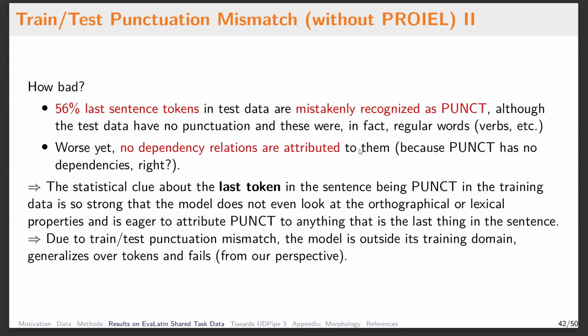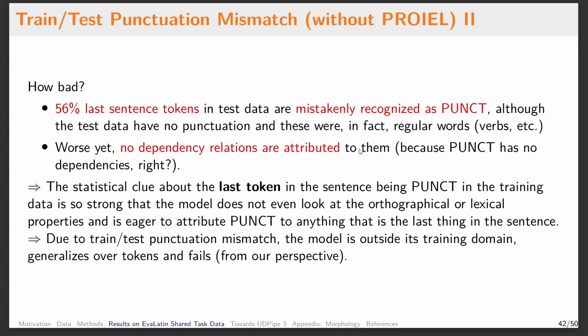So the statistical clue about the last token in the sentence in the training data being the punctuation was so strong that the model never learned how the word should look, that it's always a period, a full stop, and never a verb or a noun. It's just the last word, and the statistic says it all. But now, when you get new test data without punctuation, the model experiences a domain shift. So what it does, it generalizes over the words and fails from our perspective. So it does a generalization, but it is not the generalization that we wanted to see.